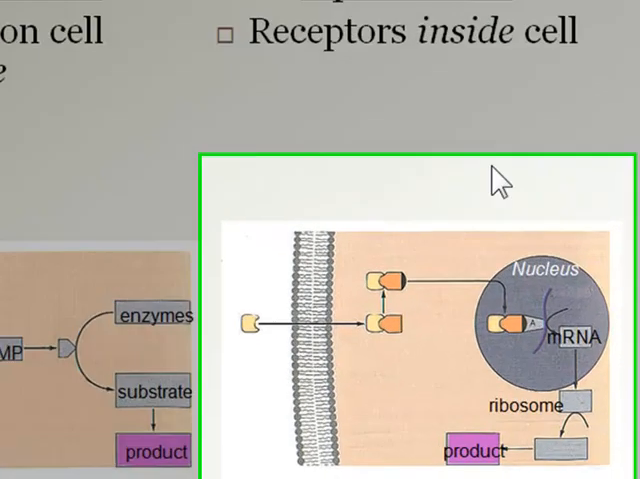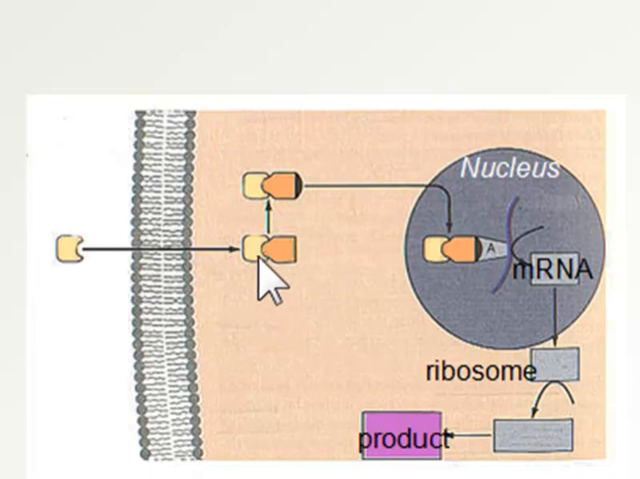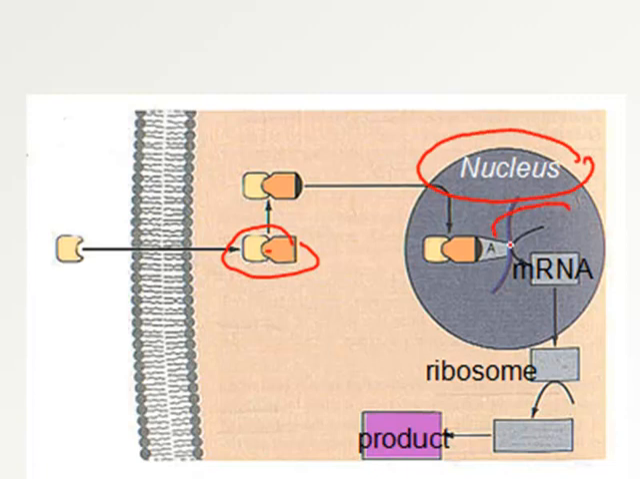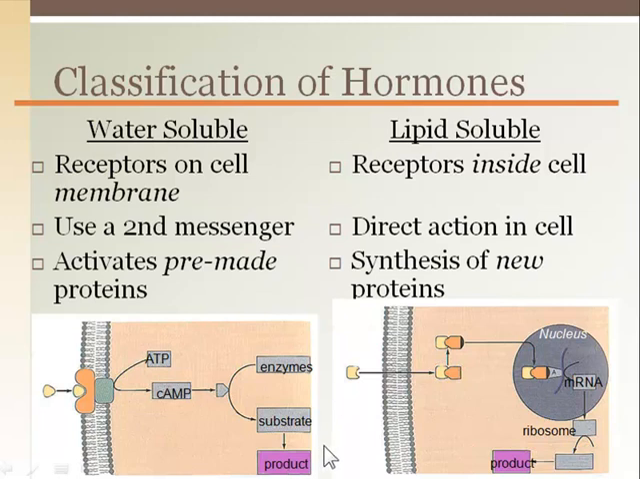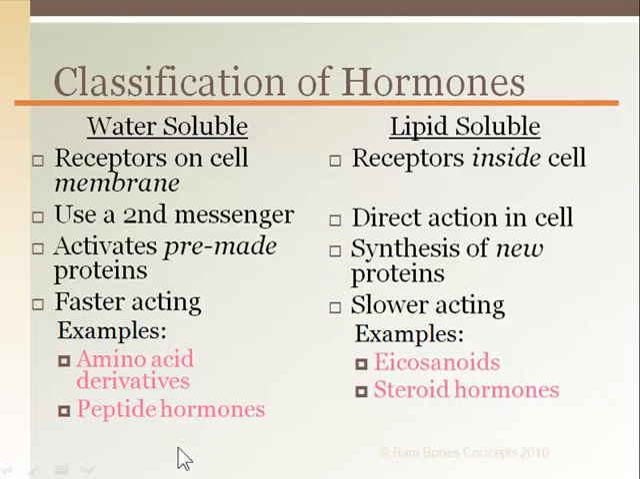Lipid-soluble hormones can go right through the cell membrane to connect to the receptor, or docking stations, inside the cell. Once the hormone binds to the receptor inside the cell, it activates activity within the nucleus to form a brand new product. Water-soluble hormones cause the quick release of pre-made proteins, while lipid-soluble hormones initiate the formation of new proteins. Any protein-based hormone is water-soluble, while any cholesterol-based hormone, like sex steroids, is lipid-soluble.